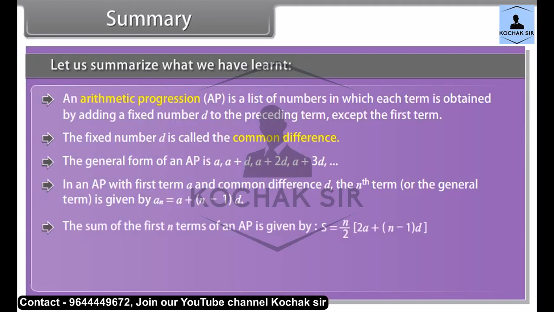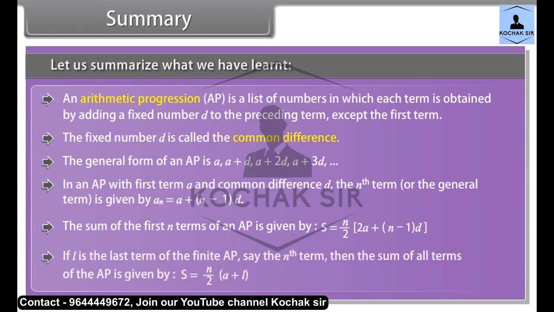The sum of the first n terms of an AP is given by S is equal to n upon 2 into (2a plus (n minus 1) into d). If L is the last term of the finite AP, say the nth term, then the sum of all terms of the AP is given by S is equal to n upon 2 into (a plus L).